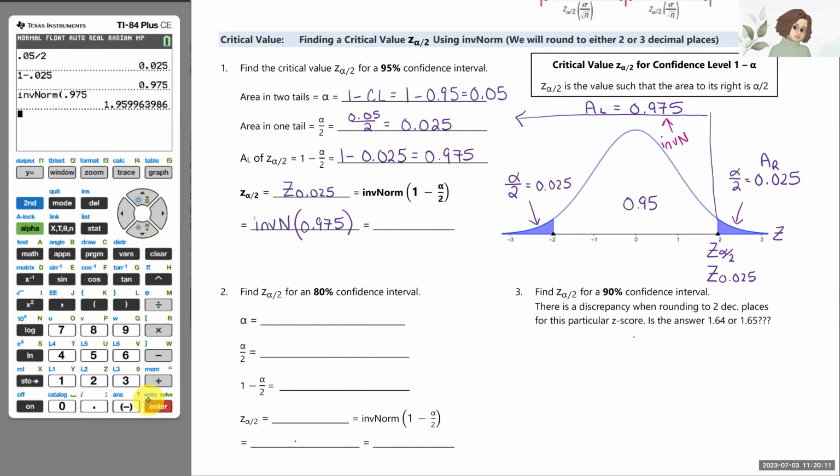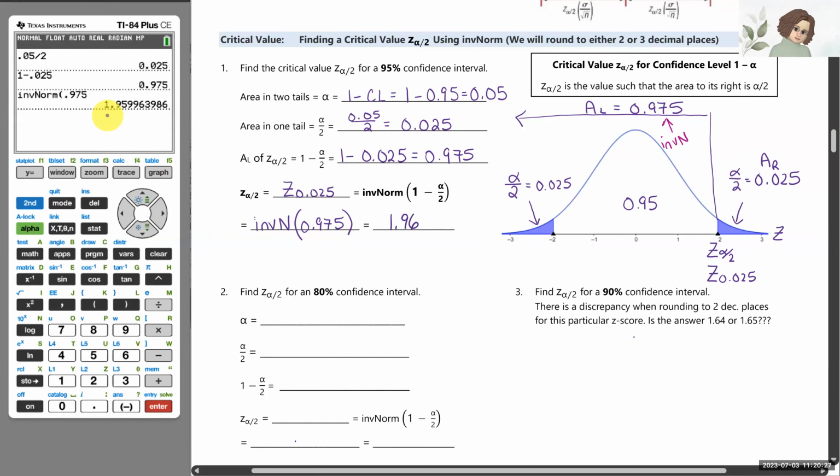And we will either be rounding to 2 or 3 places. So we'll see both, and generally I would let you know. For now, let's just do 2. So 1.96. On my graph over here, we're almost getting to 2, but that answer is 1.96.